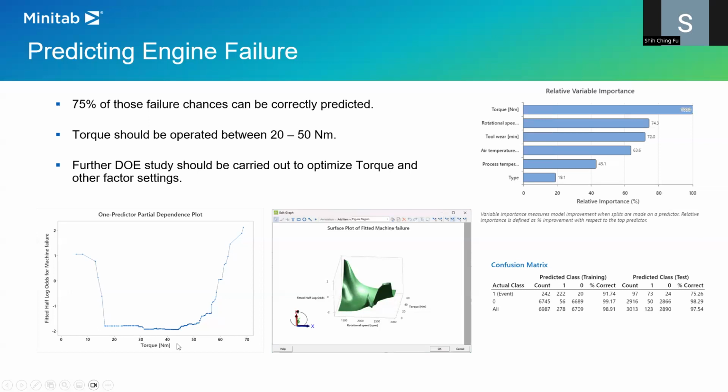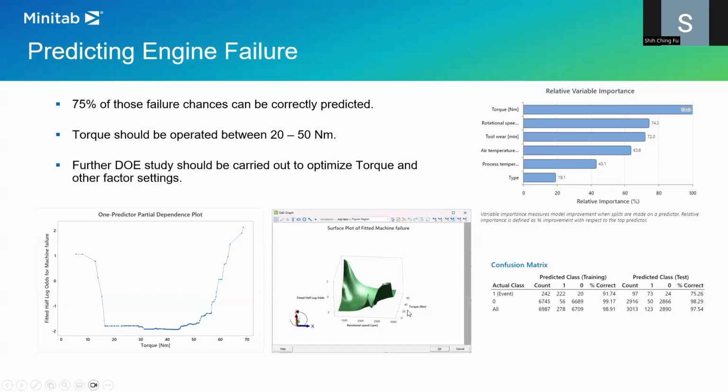So we can see clearly that if the torque is somewhere between 20 to 40, maybe 45, the chance of machine failure is going to be low, right? And we also see the variable rotation speed is also important. Okay, what about the combination of torque and rotation speed?